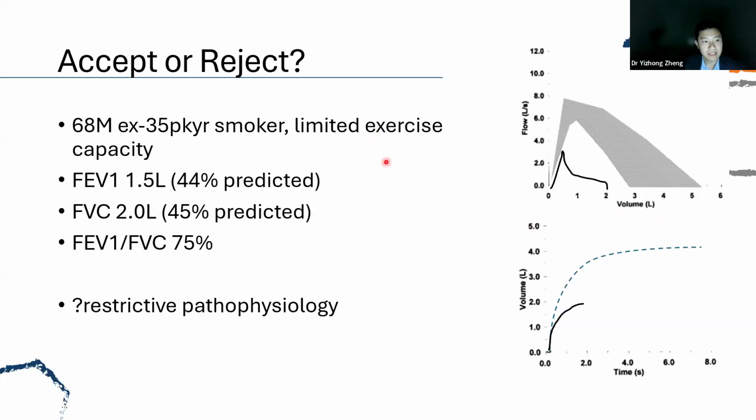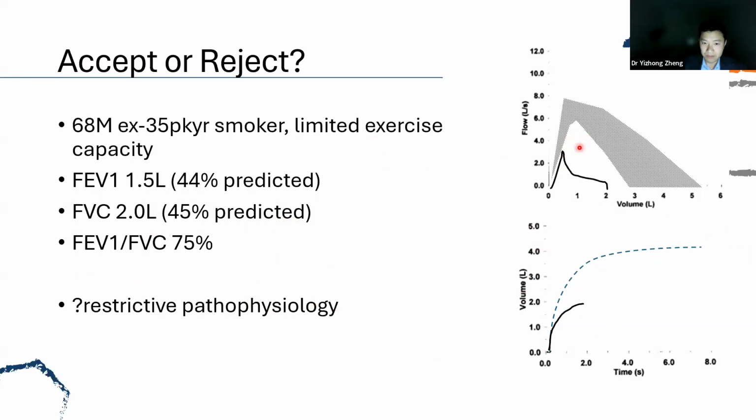And then next case, 68-year-old male, 35-pack year smoking history, limited exercise capacity. FEV1 of 1.5 litres, 44% of predicted. FVC of 2 litres, 45% of predicted, giving an FEV1 to FVC ratio of 75%. Again, does this suggest restrictive pathophysiology?